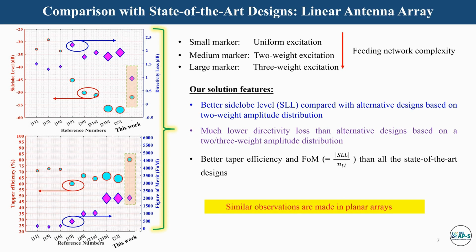This slide shows the comparison between the proposed work and alternative designs. It concludes that the proposed design shows better side lobe level reduction, lower directivity loss, lower feeding network complexity. Also, the proposed design shows the best trade-off between the side lobe level reduction and tapering efficiency. Similar observations are made in the planar arrays.